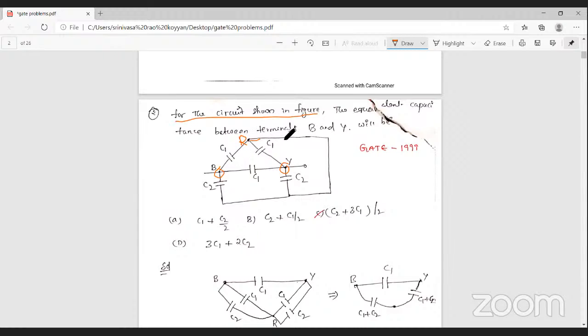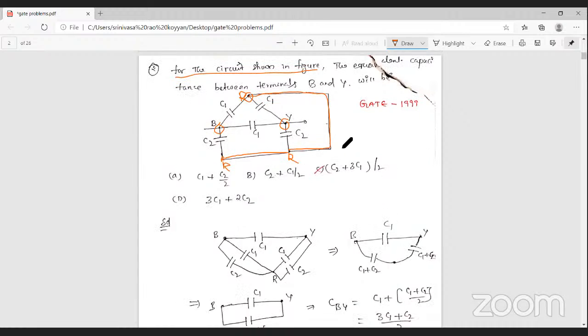This node is connected similarly to the end of this node, so here the node is also R. Why? Because there is no element connected between this path. That's why the R representation is similarly presented here. And same here, there is no element, so the node is also R.